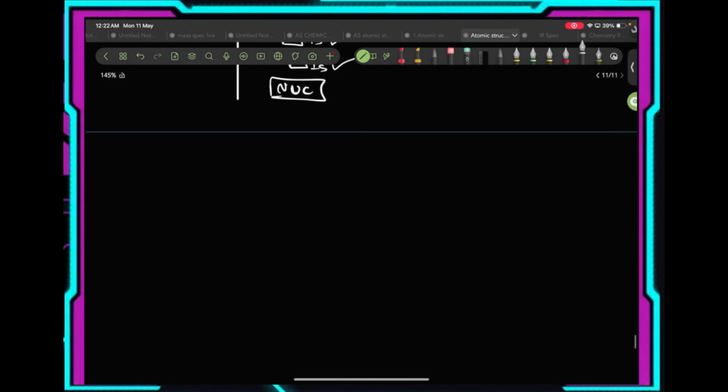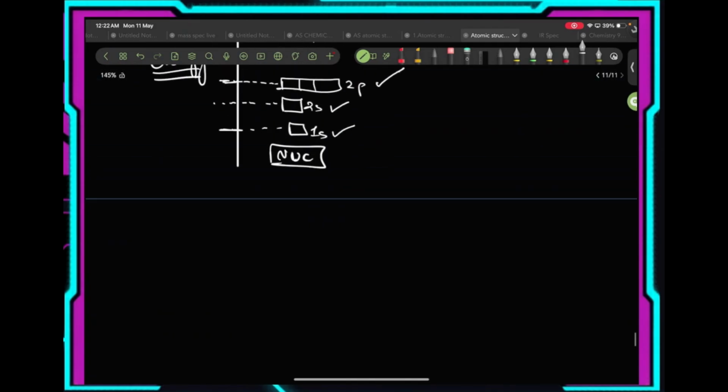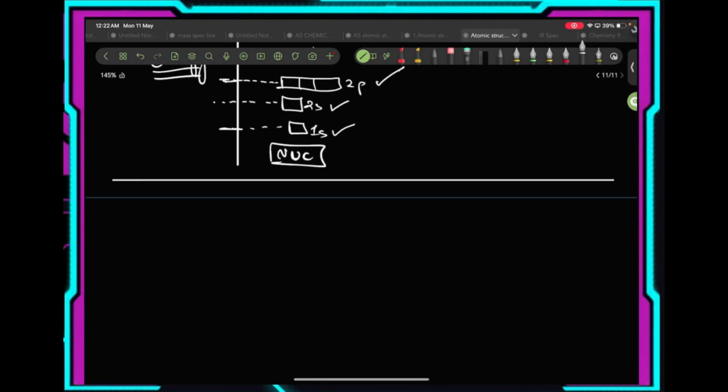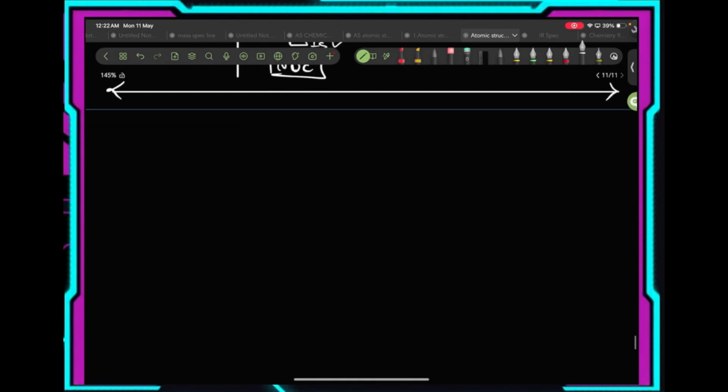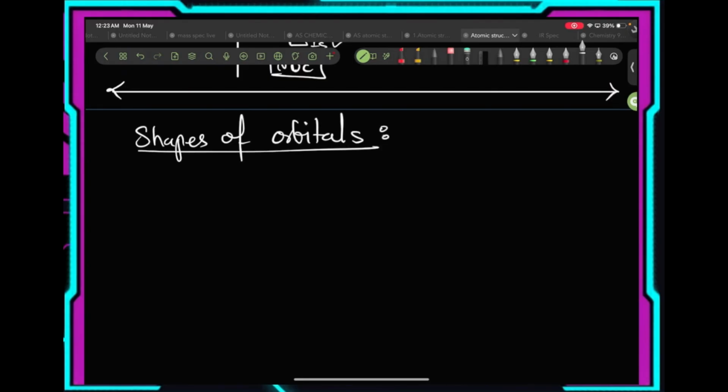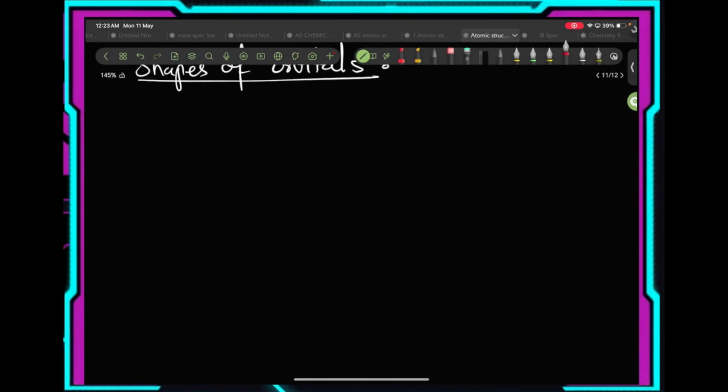Let's move on to another thing, that is shapes of orbitals for now. There are two orbitals whose shapes you need to know for your exam in AS, and the rest of the orbitals are for A2. Okay, so you have an S orbital. Now remember, an orbital is basically a region where the electron density is maximum, or the probability of finding the electron is maximum, right? It spends the maximum amount of its time around that region.